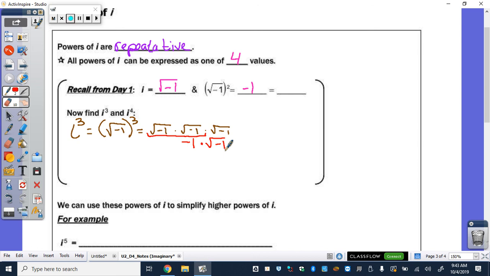Which is just negative square root of negative 1, which would be negative i. Because again, i is the square root of negative 1. So if I'm multiplying three of them, two of them when multiplied turn into that negative 1. You still got that third one. So it's equivalent to negative i.